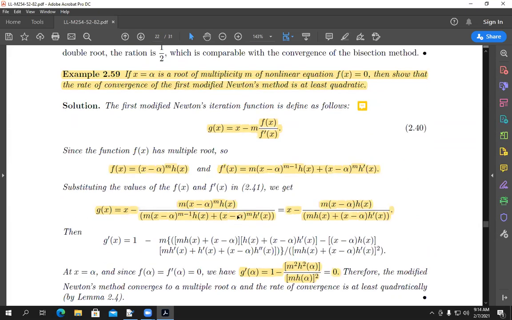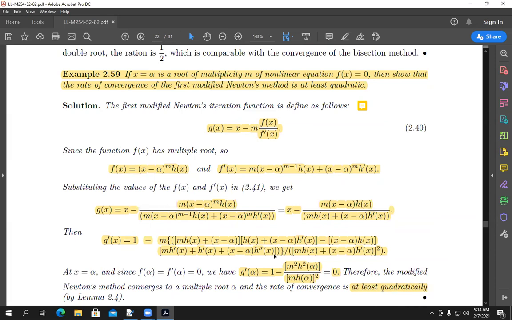Then you put the value here, as in the previous example. The difference between the previous one and this one is that we have to add one more term, m, here. So we have an m here. When you take the derivative and simplify after putting x equal to alpha, you will get this one: m square h square. This is also m square h square, which cancel each other. You got 1 minus 1, 0. Therefore the rate of convergence of the modified method for the multiple root is at least quadratic.